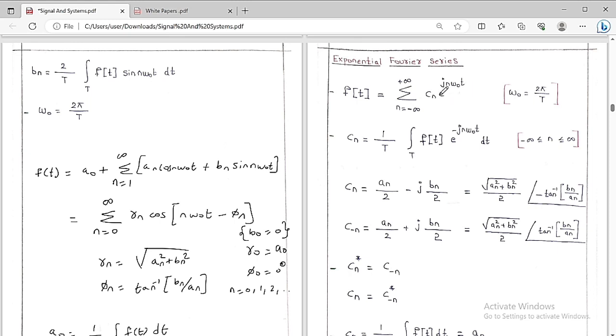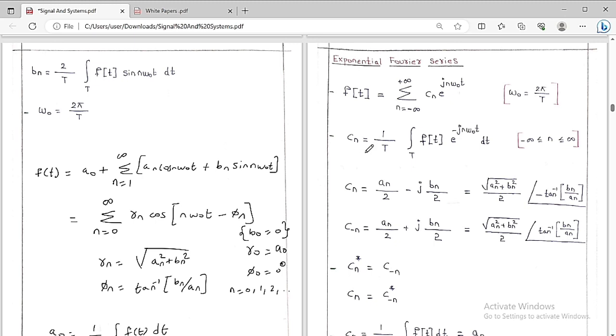So this one is the same as the input, where x of t, I have already told you, f of t, sigma n equal to minus infinity to plus infinity Cn e to the power of j n omega naught t. I have told that there, right? So here also the same thing. f of t is a periodic signal that we are going to represent in the format of the phasor, which is sigma n equal to minus infinity to plus infinity Cn e to the power of j n omega naught t, and omega naught is equal to 2 pi by T. Then what is Cn? The Cn I want to figure out.